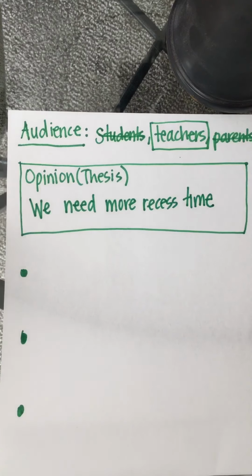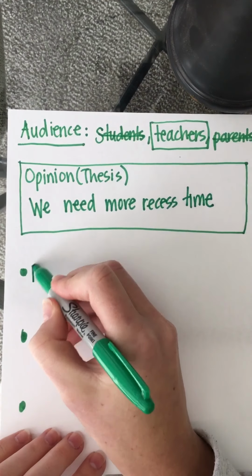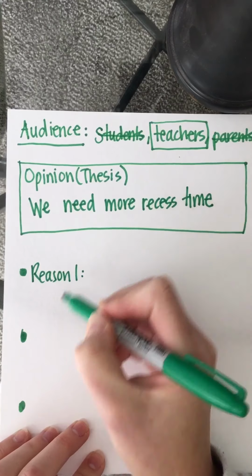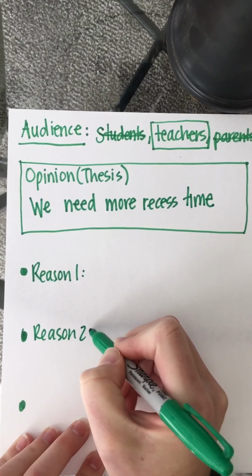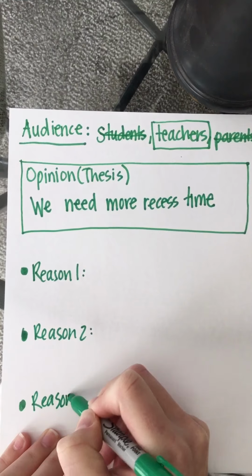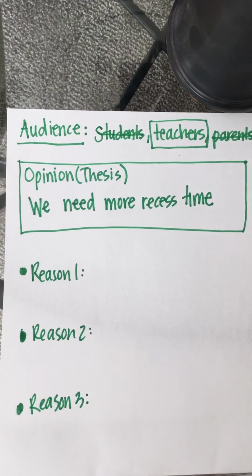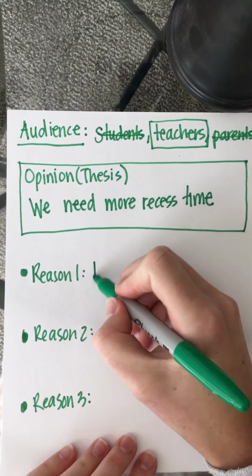Okay, and now I want to think of a few different reasons. So I have reason 1, reason 2, reason 3. You could make more than 3 reasons. I just have these 3 to get us started. You need at least 3, okay? And what I want us to do is to try and brainstorm different ideas that would help convince my audience that we need more recess time. So I'm going to use the examples from the instructional video that you watched before this. She said one of the reasons is because it's fun.